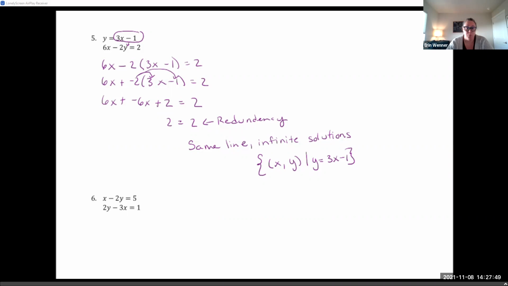So again, important step, make sure you distribute that -2 through. That negative sign has to hit both terms. If you don't, you can end up with the wrong answer, right?